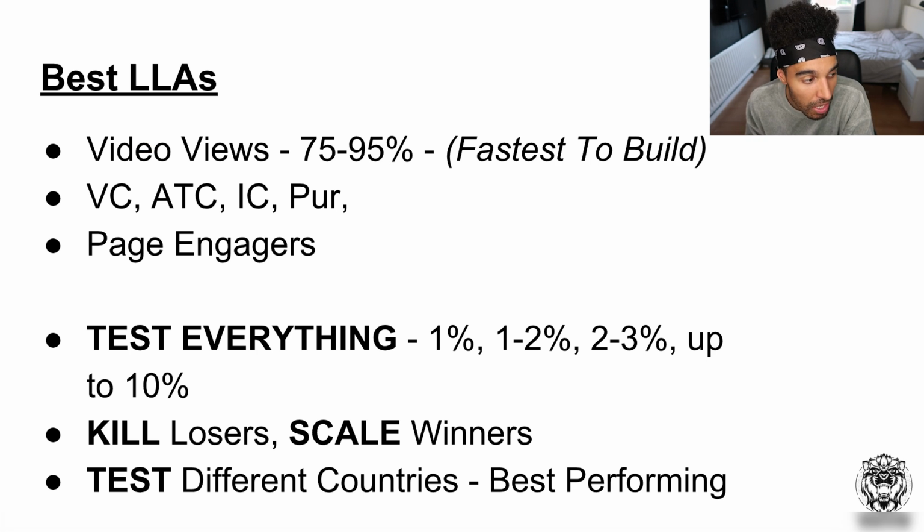You might do it in stages, but video views, 75% to 95%. I never really go less than that. 95% is always the best, and they're always going to be your fastest to build. Your view content, of course, your add to carts, your initiate checkouts, and your purchases. Again, you always want to do those, and obviously you're going to leave your purchase ones till last, because down the funnel you're always going to get fewer.